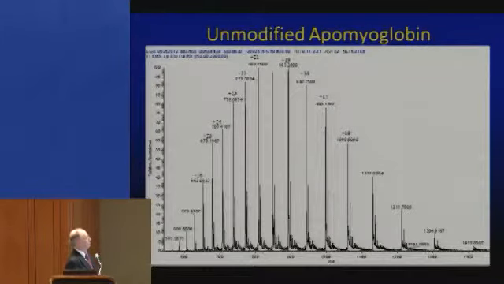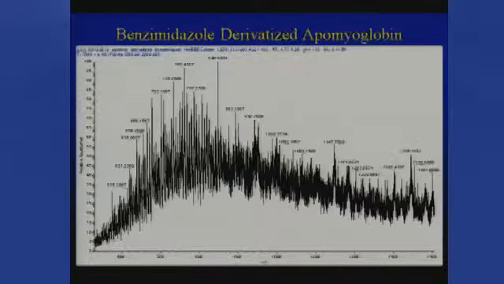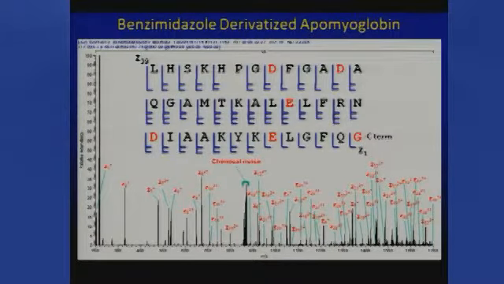So here's back to the electrospray spectrum of apomyoglobin. And now that's what happens after you chemically derivatize it. It's a mess, and that's because we don't have 100% yield. But the point is, you can take any window of ions here, isolate them, send them into the mass spectrometer, do ETD on them, and this is what pops out.